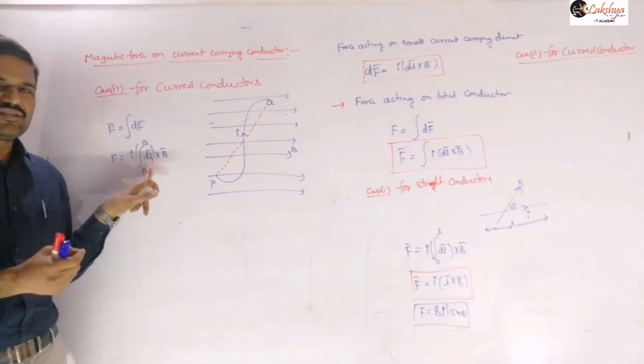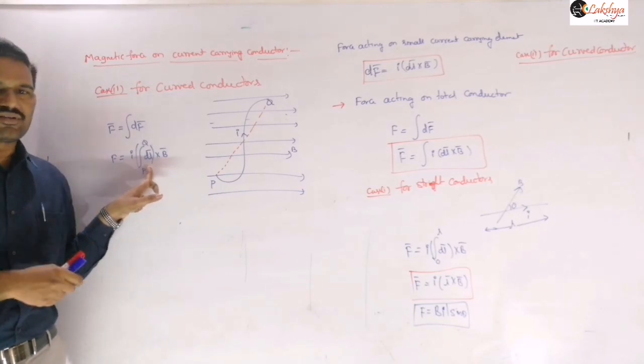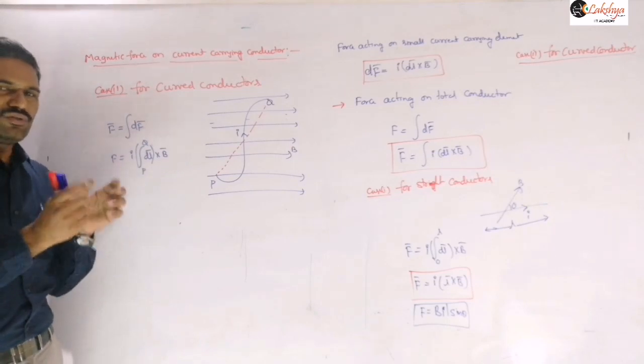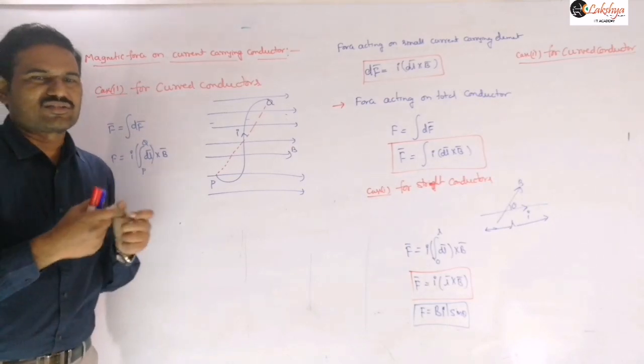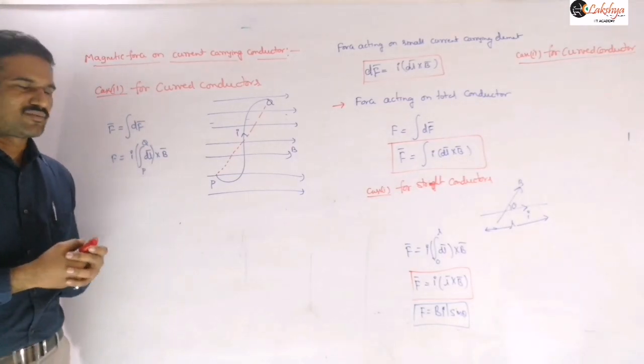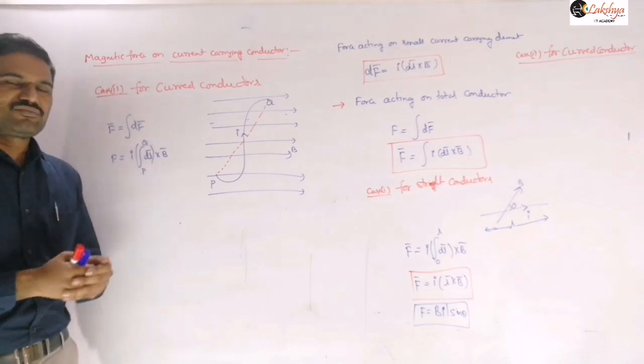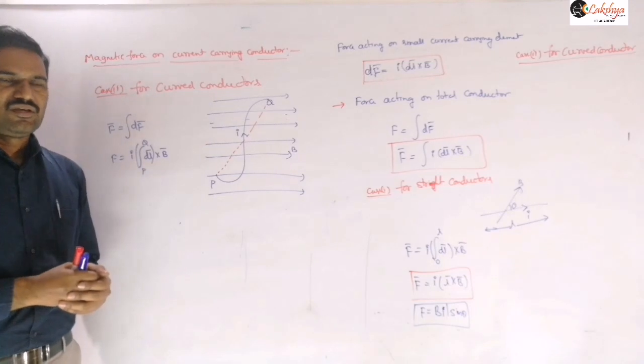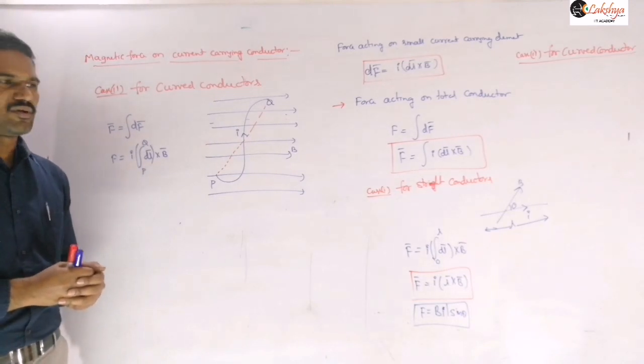Integral of dl is different and integral of dl bar is different. Integral of dl means it is a scalar addition. We need to add all those elements, just algebraic addition of all the elements. But integral of dl bar means we need to add them vectorially, that means by using the polygon law. So by using that polygon law, we need to add them.